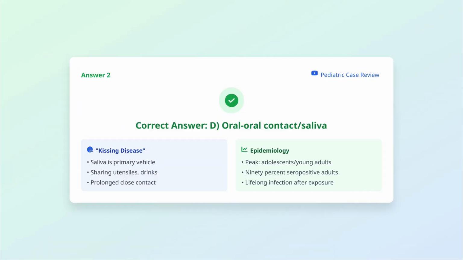The correct answer is D. oral contact/saliva. This explains why infectious mononucleosis is often called the kissing disease. Saliva is the primary vehicle for Epstein-Barr virus transmission, which can occur through kissing, sharing utensils or drinks, and prolonged close contact. The disease peaks in adolescents and young adults, with 90% of adults worldwide showing serologic evidence of past infection. Once infected, the virus establishes lifelong latency in the host.